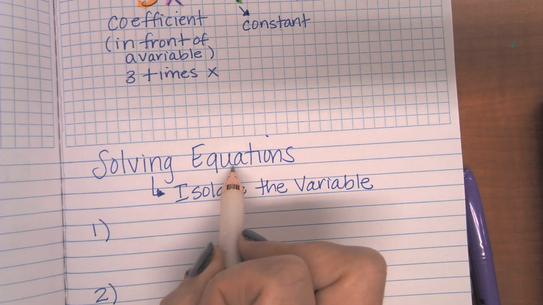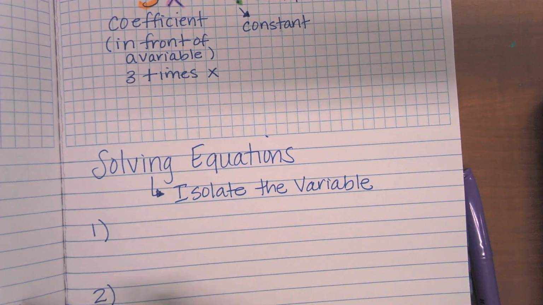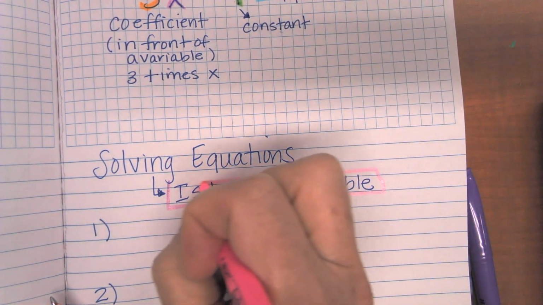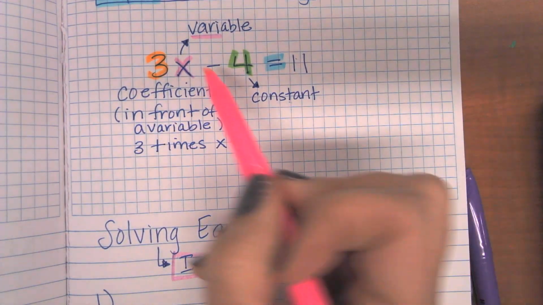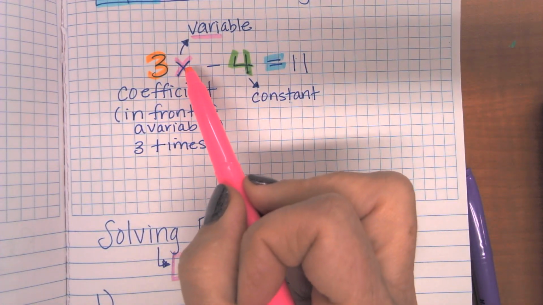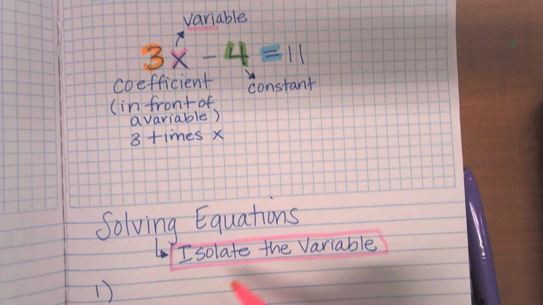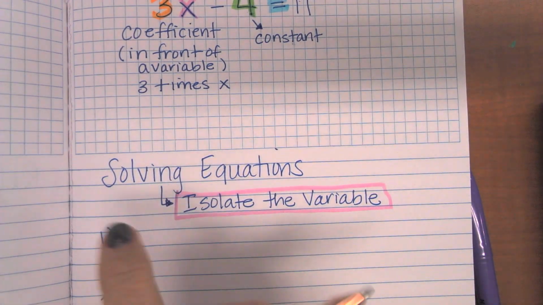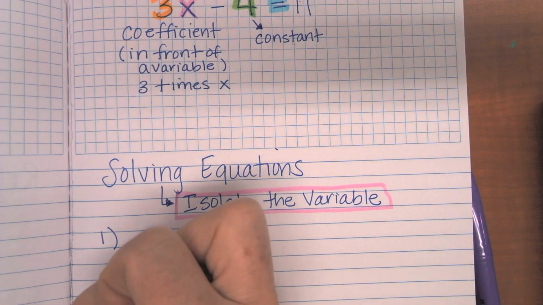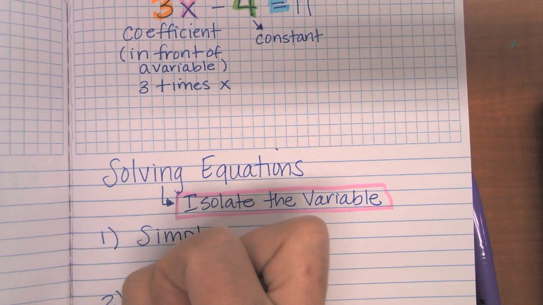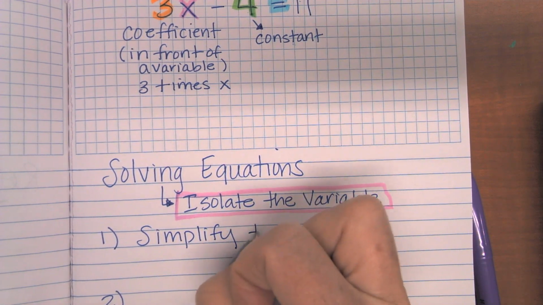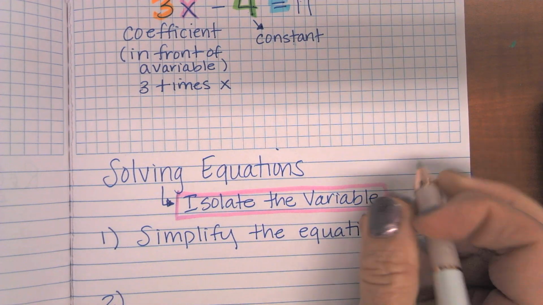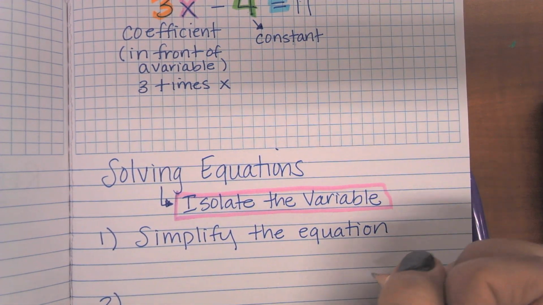Now, when we are solving equations, the goal is to isolate that variable. Isolate means to make it all by itself. So if we look back up at this equation, we want to get x all by itself. That is our goal. That is our purpose in solving equations. Isolate that variable. So the first thing that we're going to do in solving equations is simplify the equation. Now I'm just going to give you the steps, and then when we go over the actual assignments, I will go over each of these steps in detail.